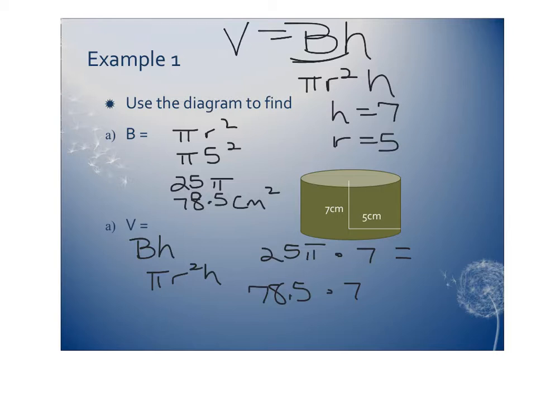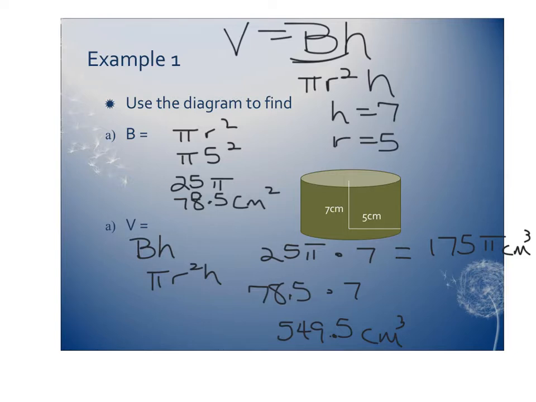Or what's 25 times 7? 175 pi, right? And then centimeters to the third power. If you're going to go ahead and multiply out the 78.5 times 7, then multiplied out is 549.5 centimeters cubed.